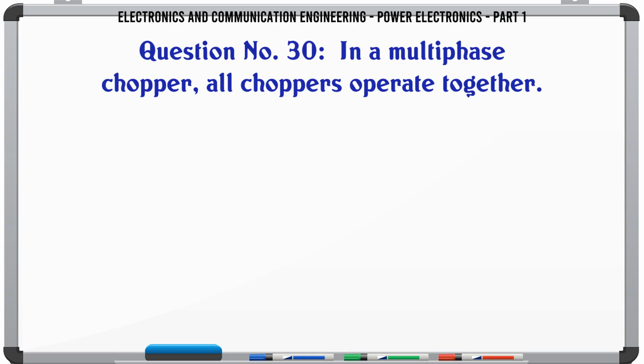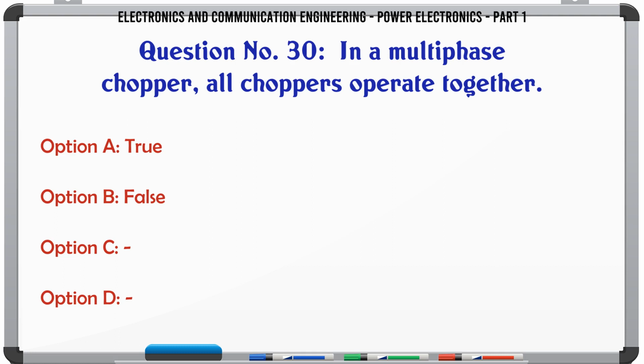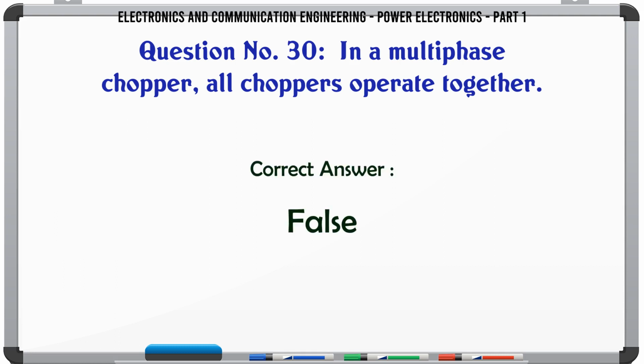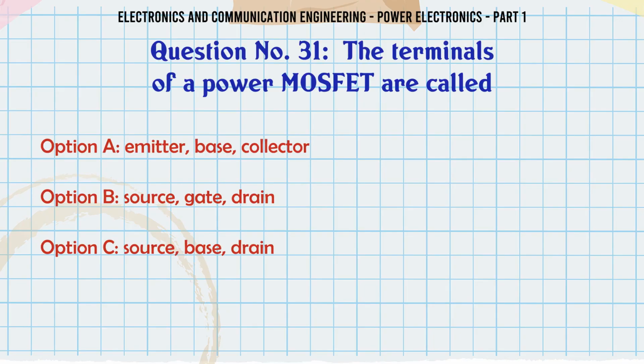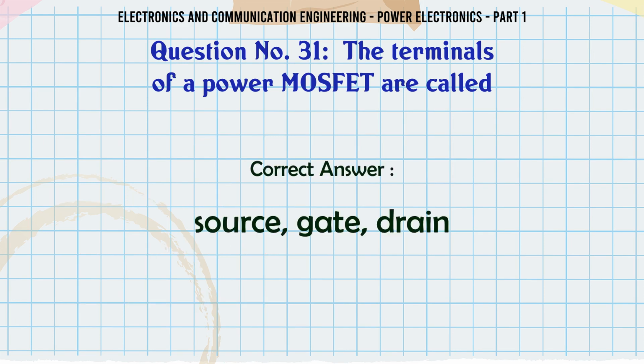In a multiphase chopper, all choppers operate together. A true, B false. The correct answer is false. The terminals of a power MOSFET are called A emitter base collector, B source gate drain, C source base drain, D emitter gate drain. The correct answer is source gate drain.